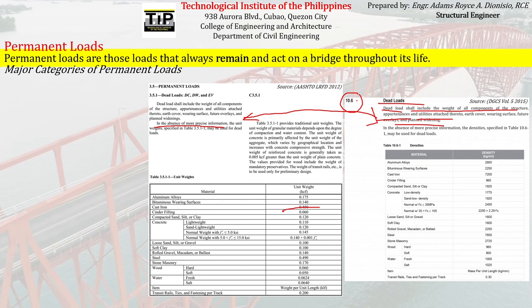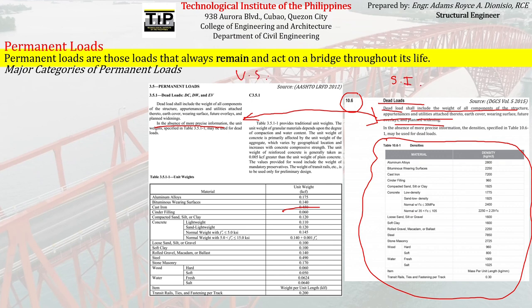Sa DGCS kasi, meron pa siyang mga naunang chapters about something related to the design of bridge na wala sa AASHTO. Kaya medyo nag-iba yung numbering ng mga section. Pero technically, yung content parehas lang naman. Even the content of the table, mapapansin niyo parehas lang din naman. Pero ang DGCS kasi guys, you have to remember, naka-SI. Ang AASHTO naka-US.